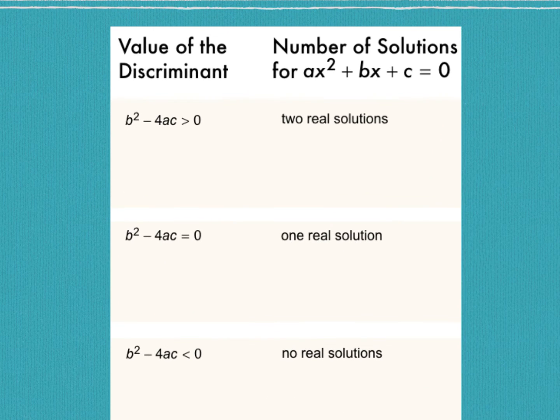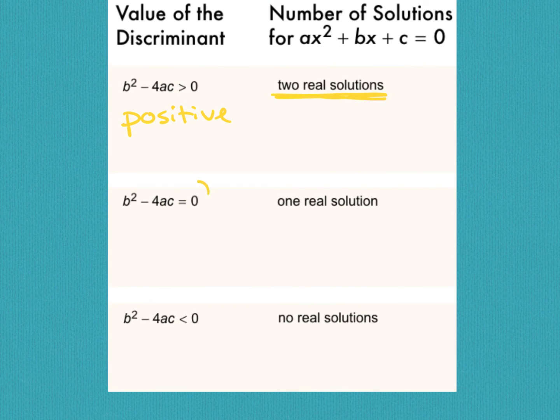Now the value of our discriminant determines how many solutions we have. So if our discriminant is greater than 0, meaning that it is a positive number, then we have 2 real solutions. If our discriminant is equal to 0, then we have 1 real solution. And if it's less than 0, so if it's negative, then we have no real solutions. So you can think negative, no solutions.